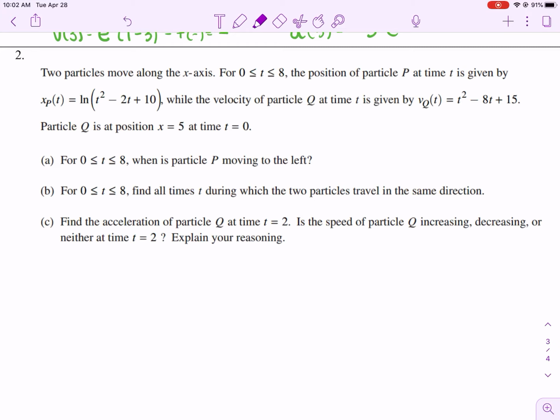Okay, the position of particle P. So note when you're dealing with particle P, they give you position, that is x of P. So just note anytime they're asking you questions about particle P, they started you with the position function, not with velocity, not with acceleration, but with position. So keep that in mind.